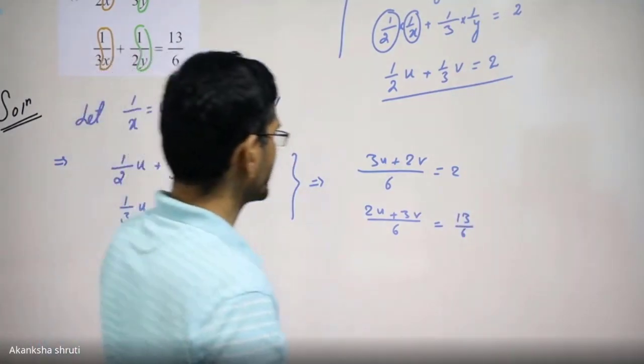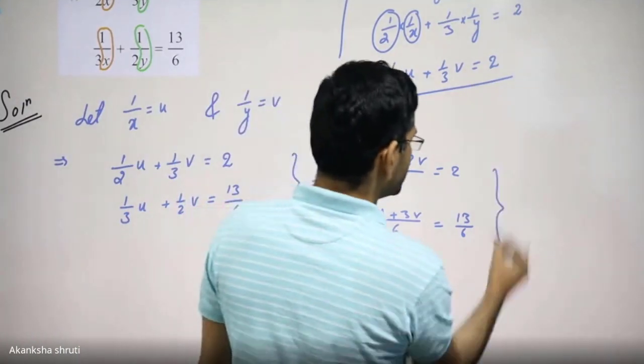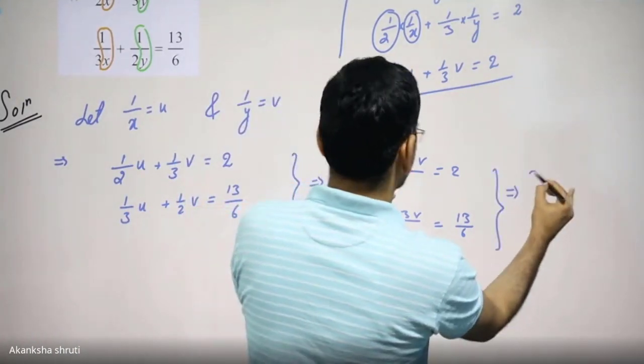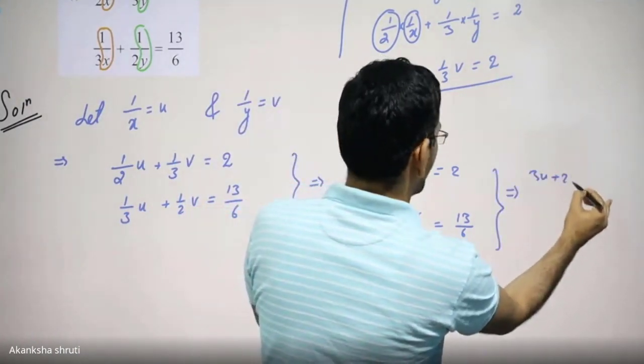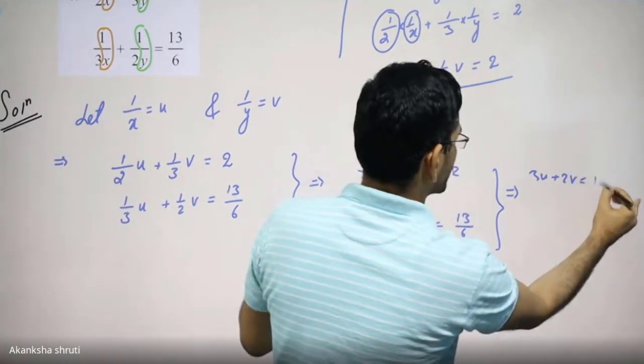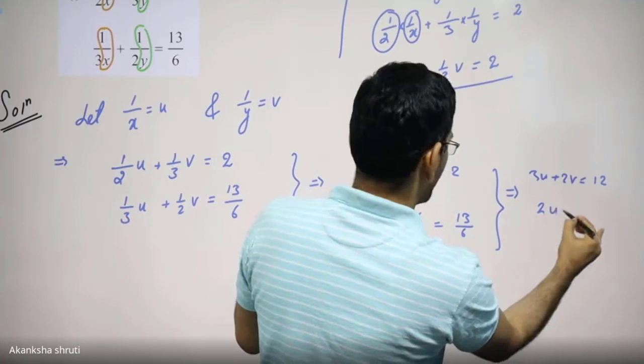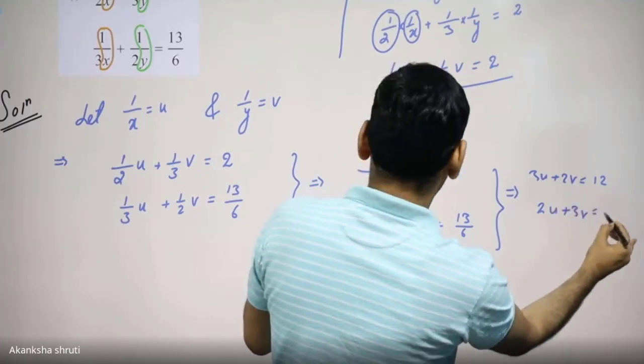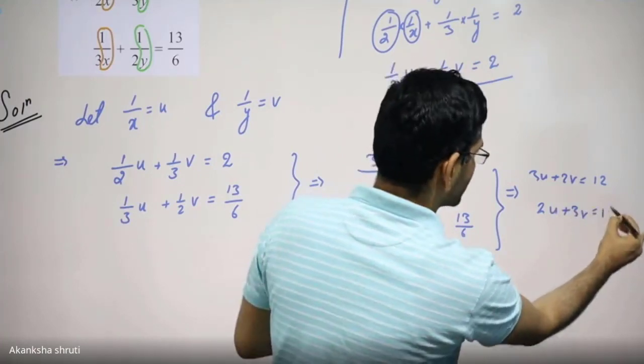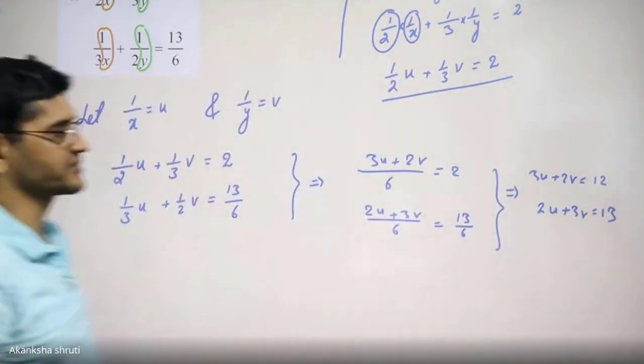Convenient? So this implies 3u plus 2v, 2 sixes are 12, and 2u plus 3v is equal to 13, as the 6 and 6 get cancelled. तो ये इतना simple सा equation.